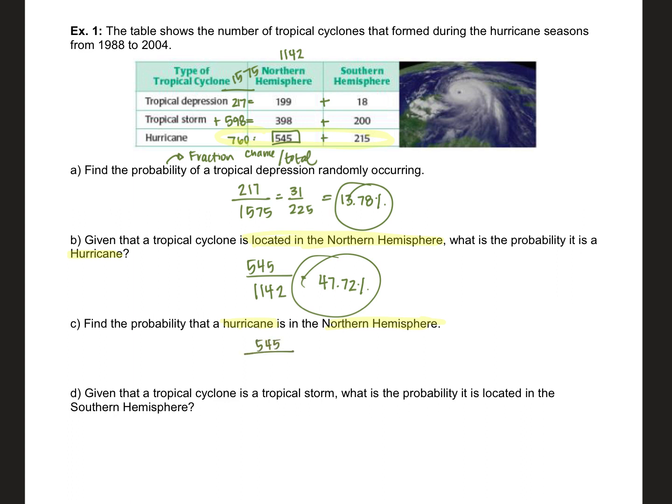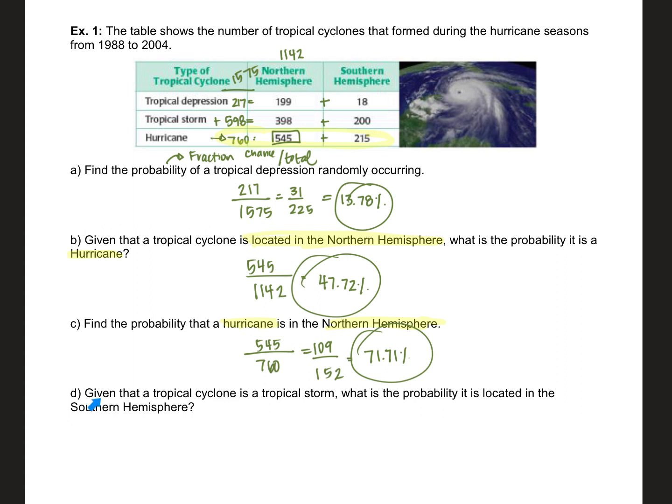This time the total, if we're looking at just hurricanes, is 760. So if we type that in the calculator to see if our fraction reduces, it will, and it reduces to 109 over 152. And if you'd like to know the percentage of that happening, it's a 71.71% chance.